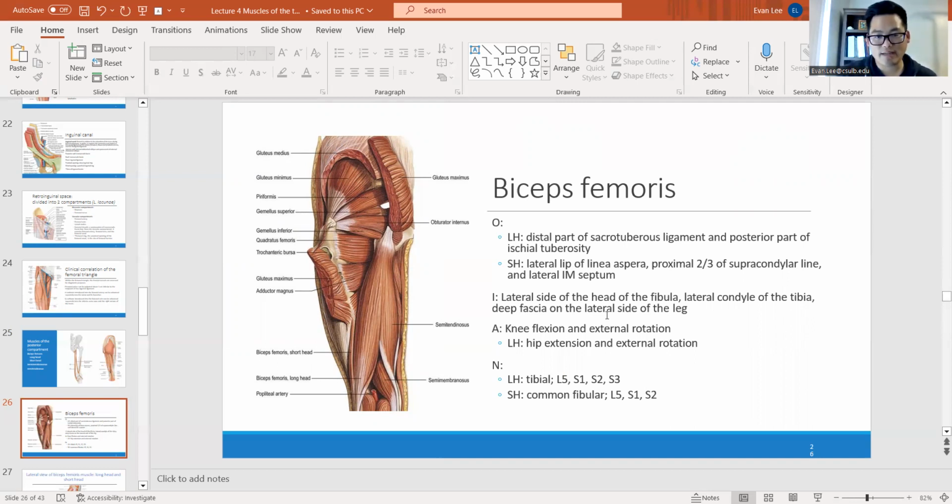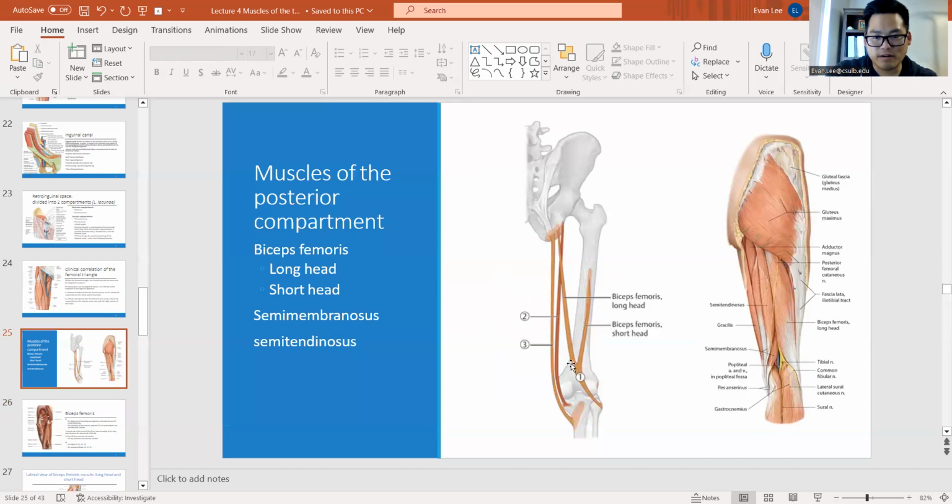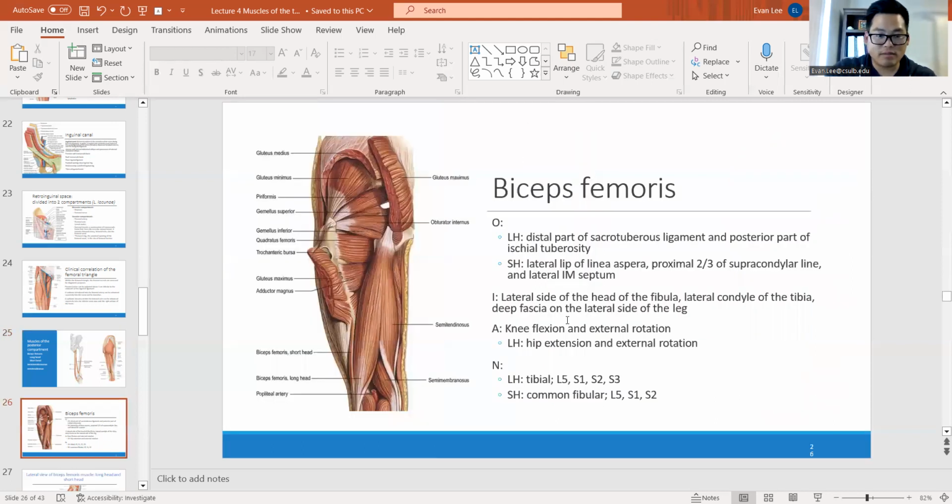You have a long head and a short head, and this one is a lot clearer to see. The long head goes all the way up to the pelvis. The short head goes basically just to the back of the femur. So for the most part, you only see the long head, at least pretty clearly. But if you look very closely, there's a little bit of the short head that pokes out over here on the side as well.